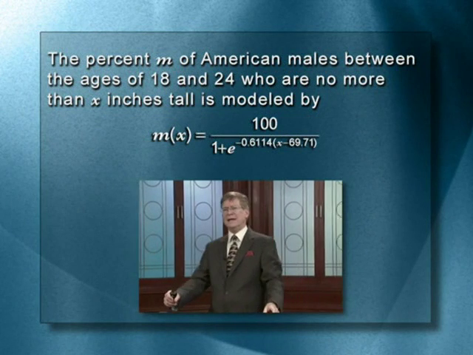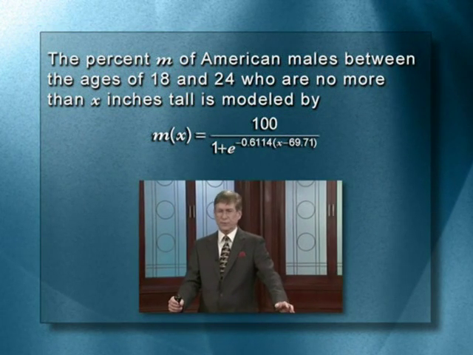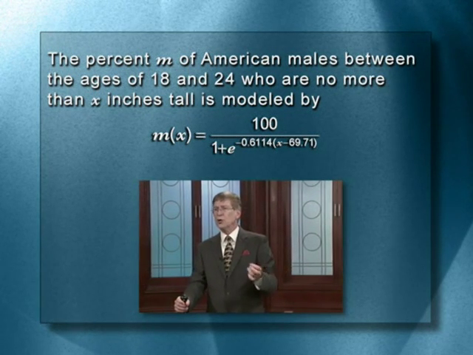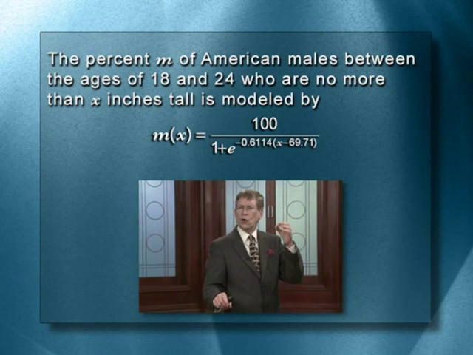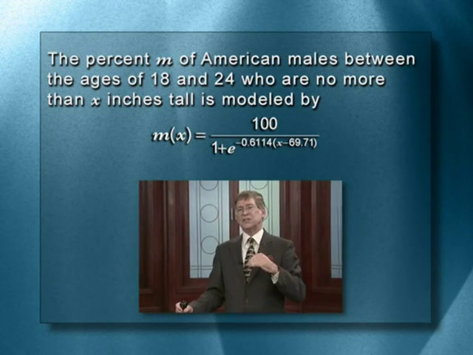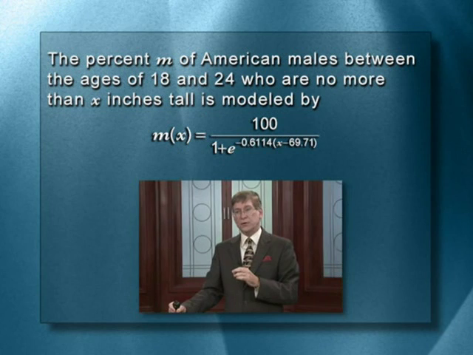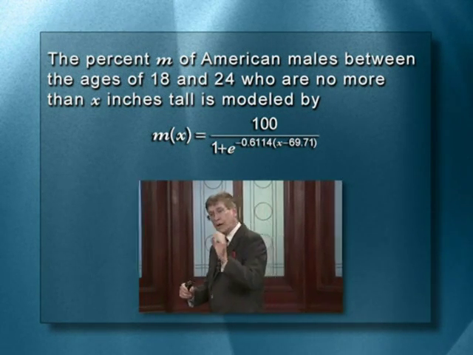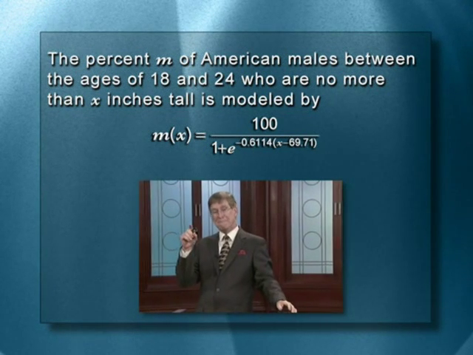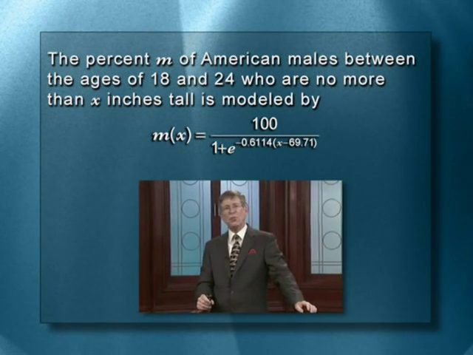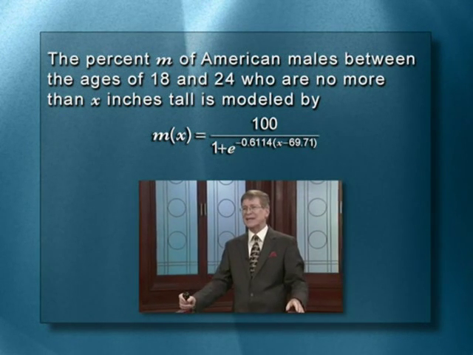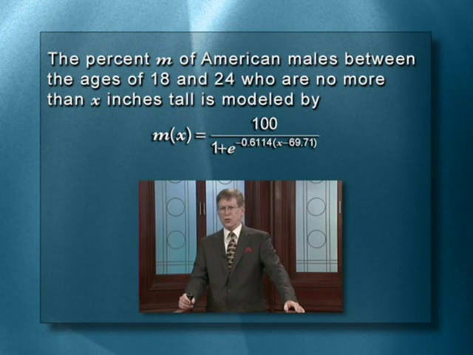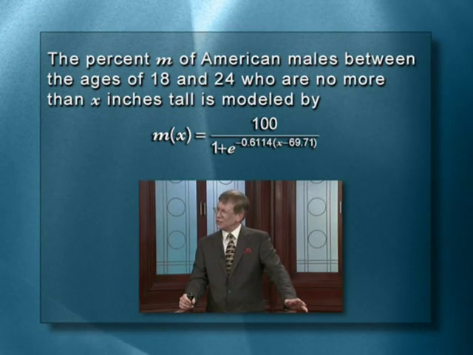The percent m, so m is going to be a percent between 0 and 100, of American males between the ages of 18 and 24 who are no more than x inches tall, in other words, less than or equal to x inches tall, is modeled by the following function. 100 divided by, sorry about this, 1 plus e to the power minus 0.6114 times the quantity x minus 69.71. Ouch, ouch. What a complicated model.